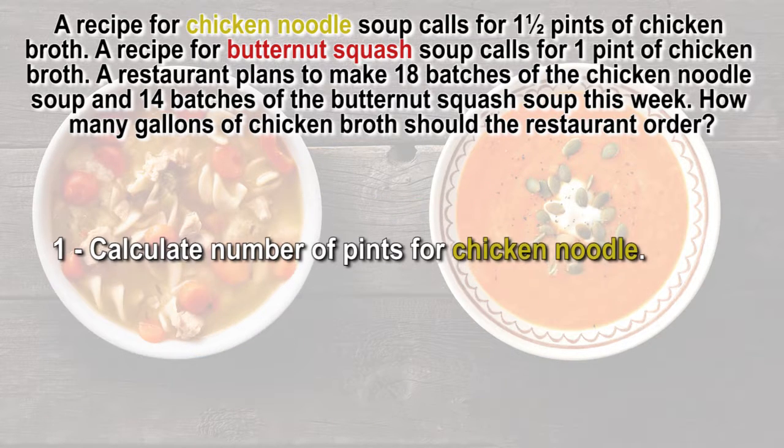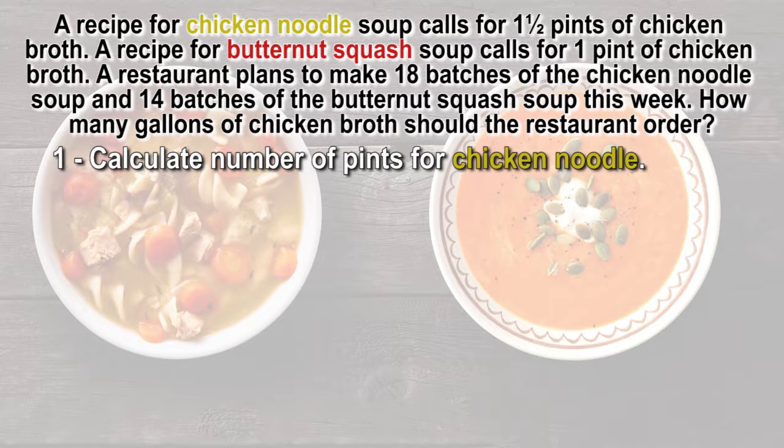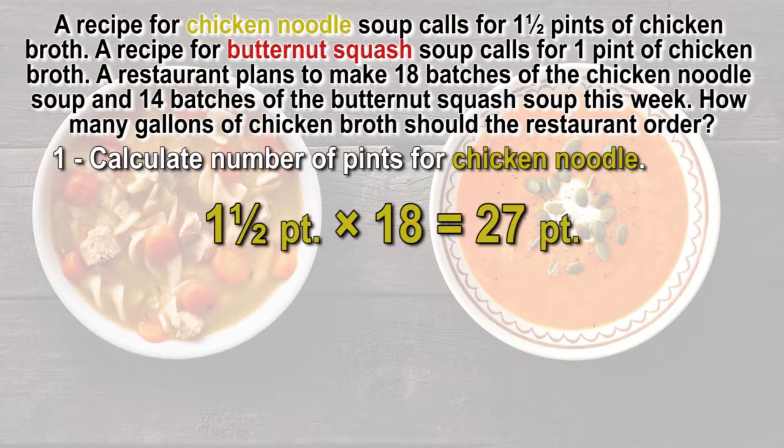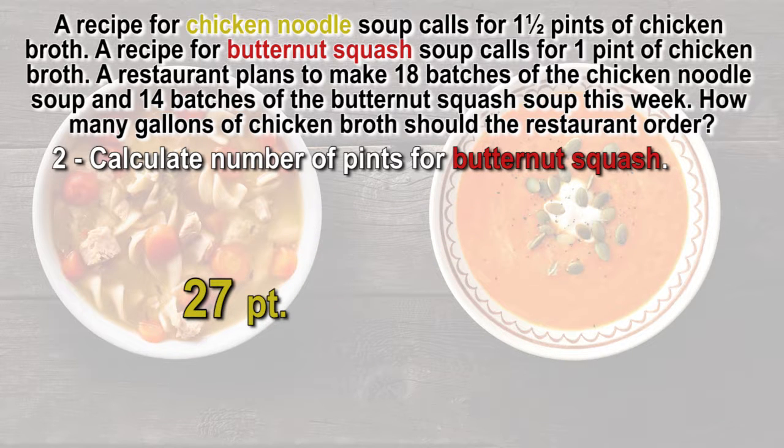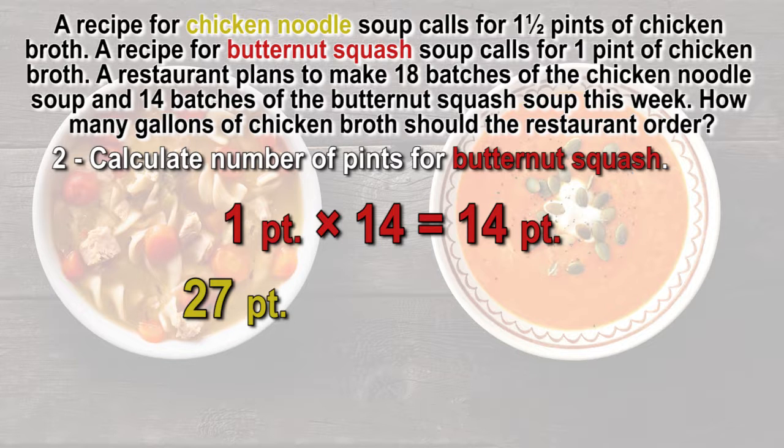First, we will use multiplication to determine the number of pints needed for all the batches of chicken noodle soup. 1½ pints multiplied by 18 batches equals 27 pints. Next, we will calculate the number of pints of broth for the butternut squash soup. 1 pint multiplied by 14 batches equals 14 pints.